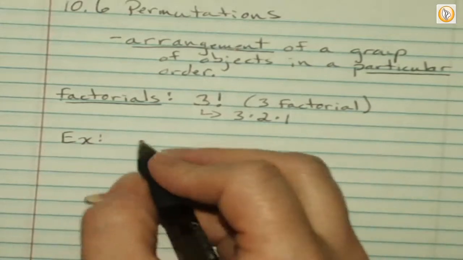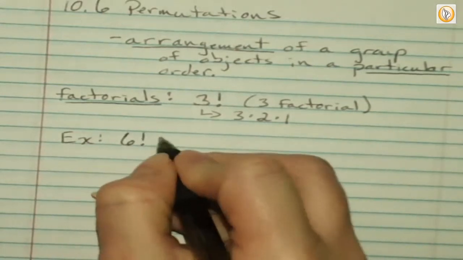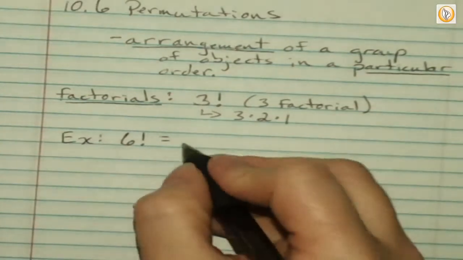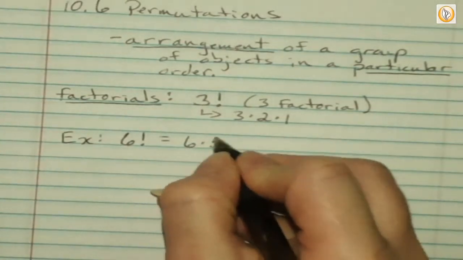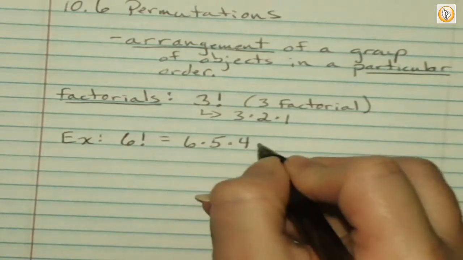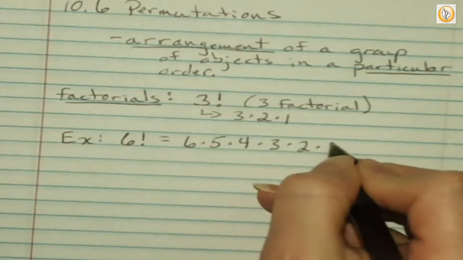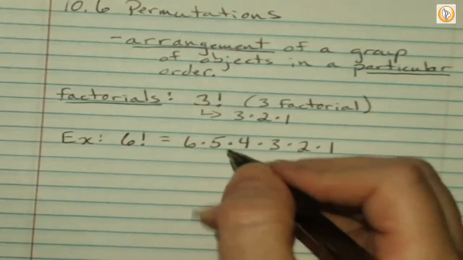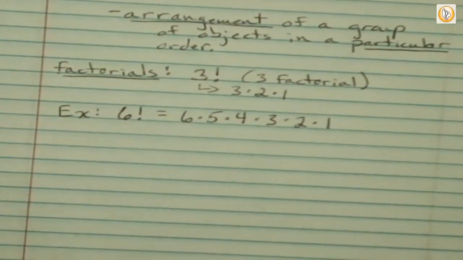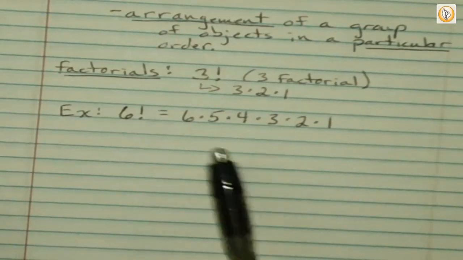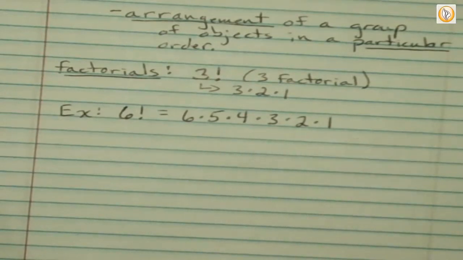So for example, 6 factorial. That is written 6 times 5 times 4 times 3 times 2 times 1. I have a question. The one at the end, I know you have to put it there, but it really just means nothing. It's worthless, but you still have to put it there because that's what factorial means. So 6 factorial, you just are multiplying all the numbers below it.